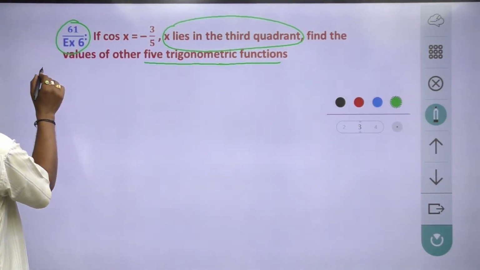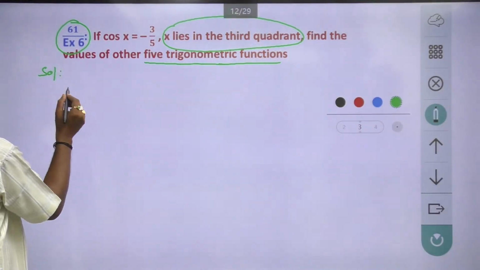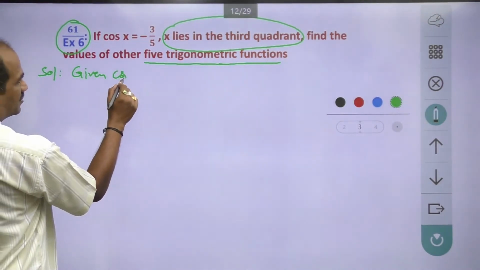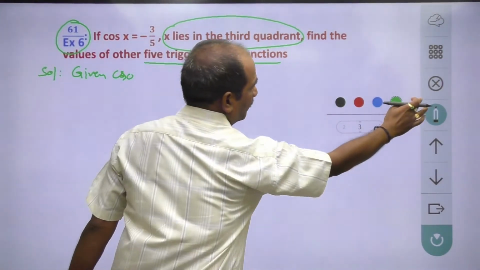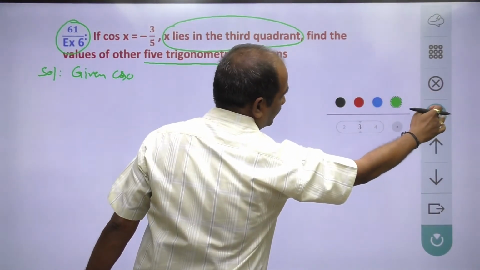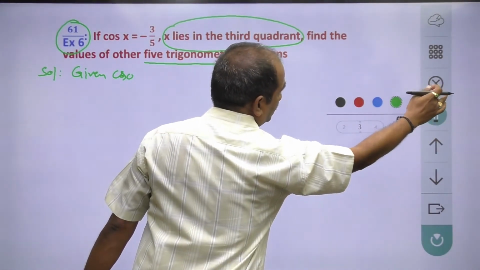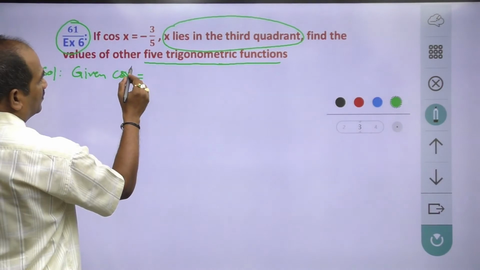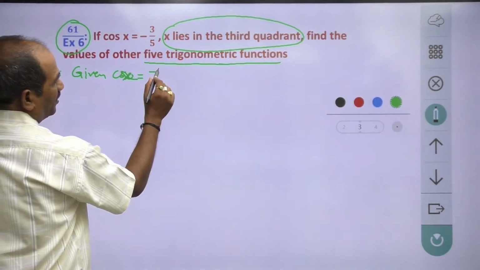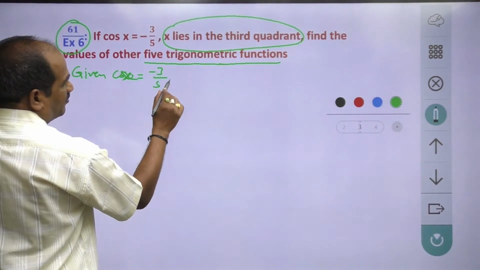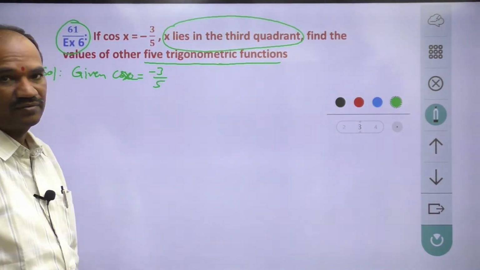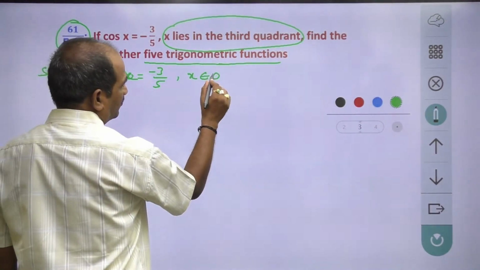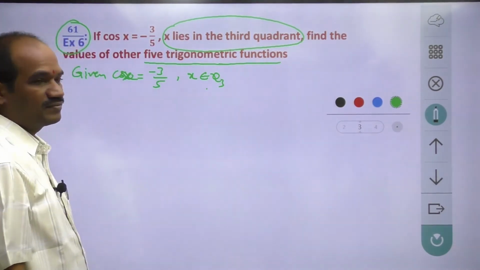So first, in this solution, the given data is cos x is equal to minus 3 by 5. Cos x value is minus 3 by 5. So here x lies in the third quadrant, that is Q3.